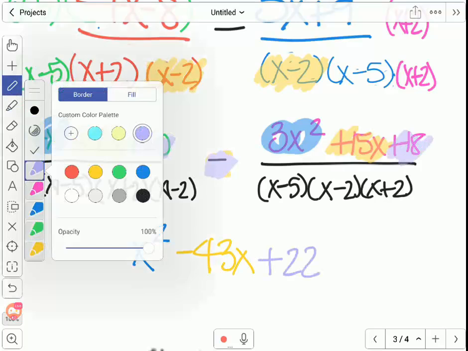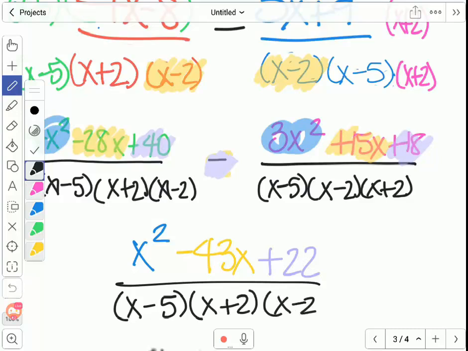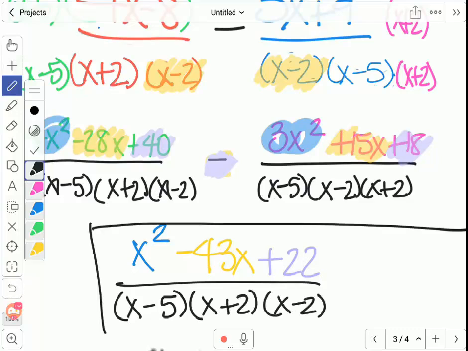So whoever it was, someone asked me, hey, Miss Grimm, I think you got problem number 2 wrong. You were correct. I did. I don't remember who that was, but thank you for finding my mistake. I appreciate it. So this should be my answer. It's almost my final answer.